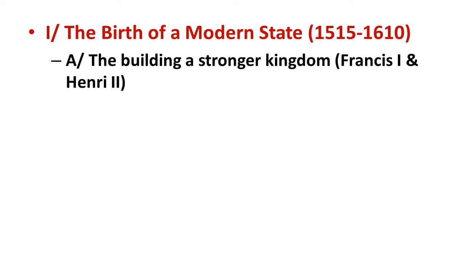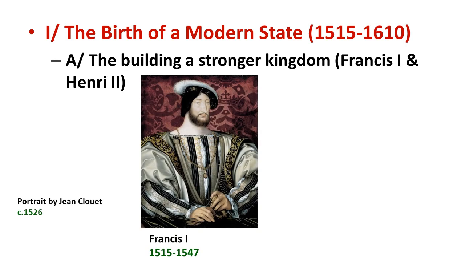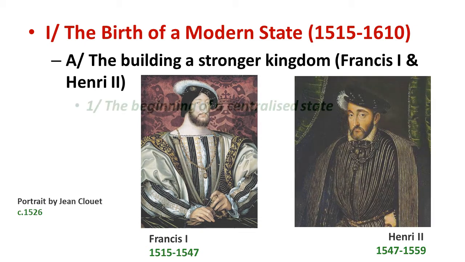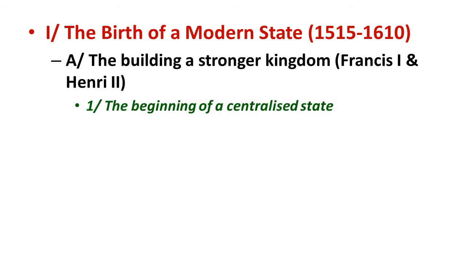My first point will be about the building of a stronger kingdom under the reigns of King Francis I, known as François Ier in French. We say Francis in English and at the international level, and his successor Henry II. So my first point is about the fact that under their reigns, it was the beginning of a centralized state. What is a centralized state?